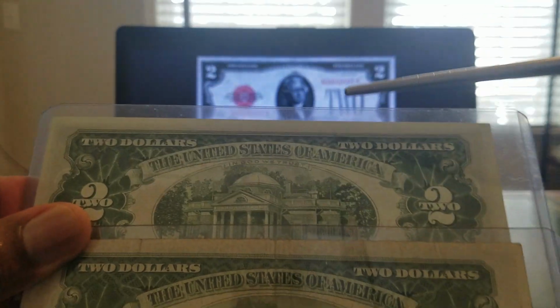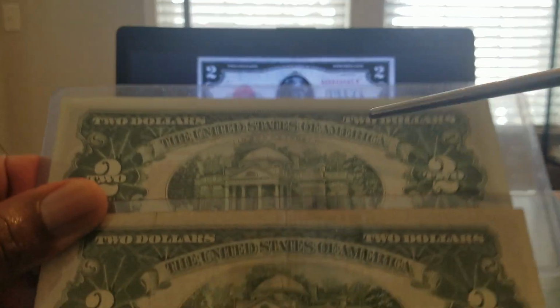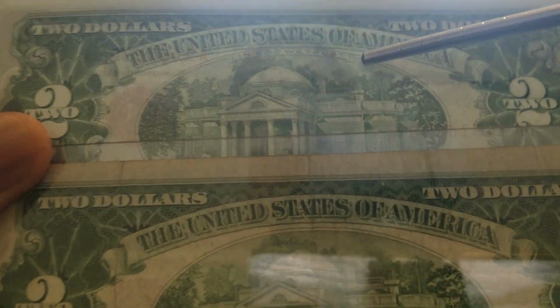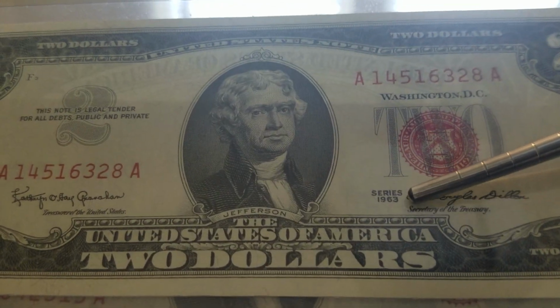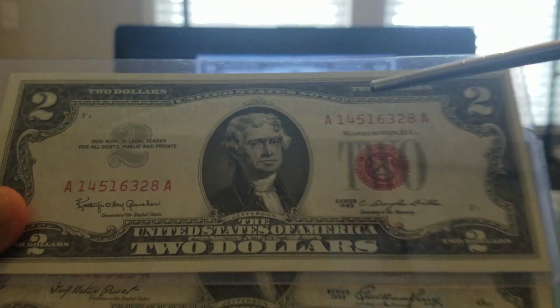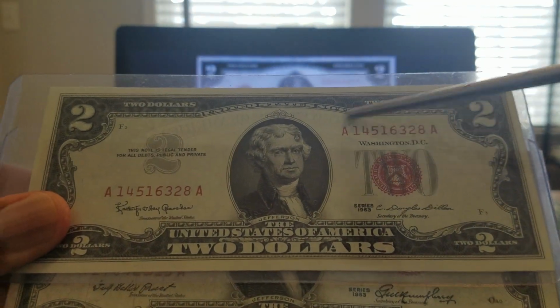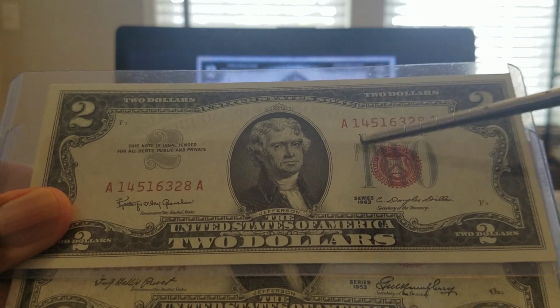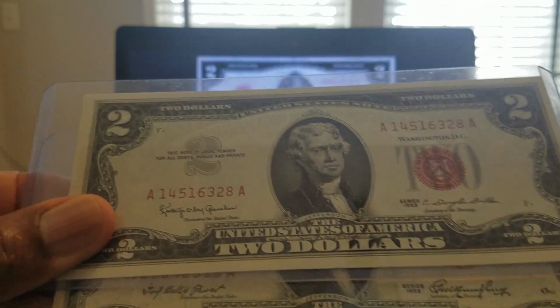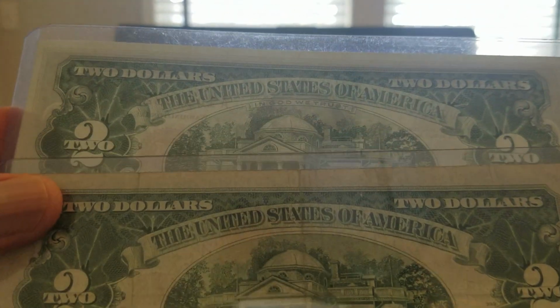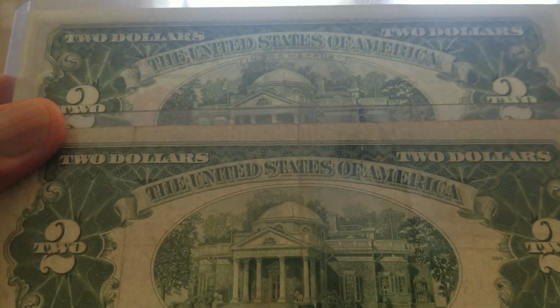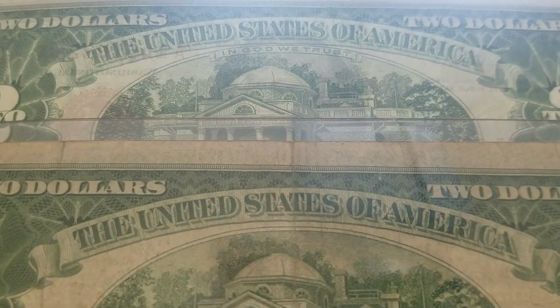Because this motto was added to all U.S. currency in the year 1957. And with this being series year 1963, that is the last time this currency type was updated. And that's why it has the motto, "In God We Trust," on the 63 series and not on the 53 series. There we go.